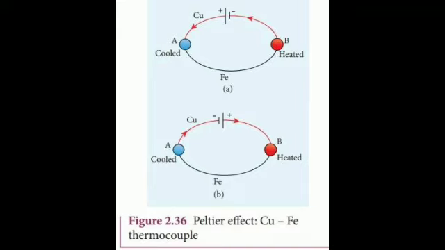Next, Peltier effect. In 1834, Peltier discovered that when an electric current is passed through a circuit of a thermocouple, heat is evolved at one junction and absorbed at the other junction. This is known as Peltier effect.